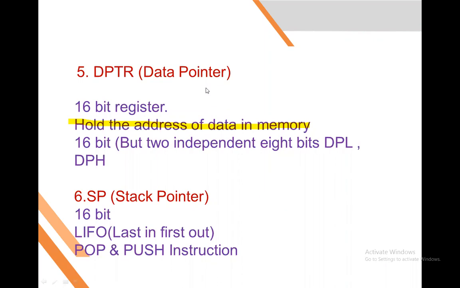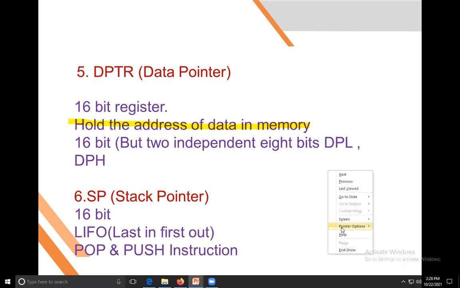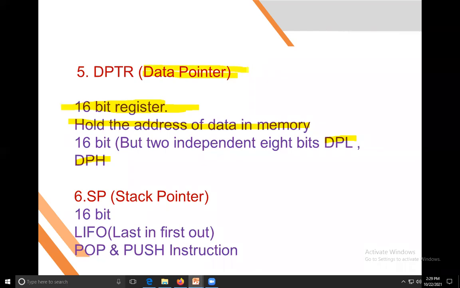So the DPTR is a 16-bit register. It has two independent 8-bit registers, DPL and DPH. So this is the 16-bit DPTR register. It is called the data pointer, which is part of the 8051.